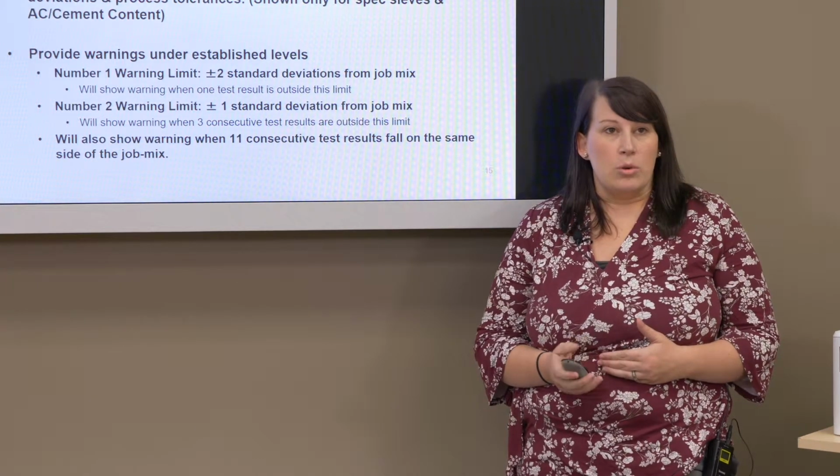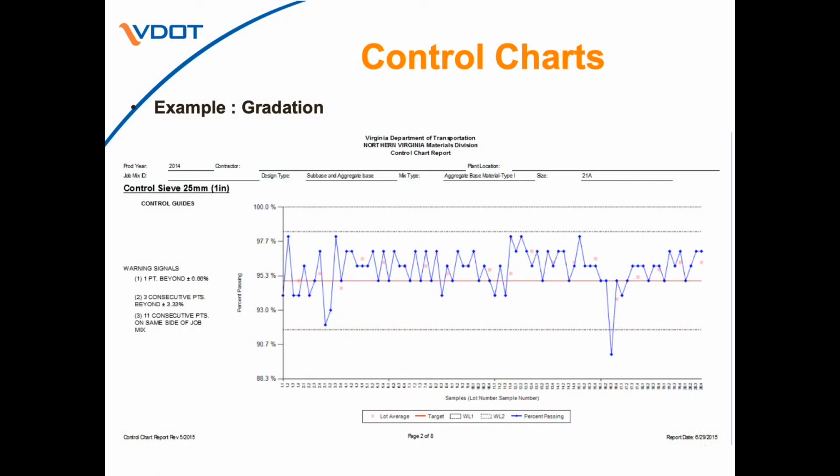So here's just an example of what a control chart looks like. The blue are your individual test results. The dotted lines are your standard deviation limits, and then the red line in the middle is what your job mix target was. So you can see how it varies through different days of production and what your mix is really doing at a quick glance, looking at a visual.